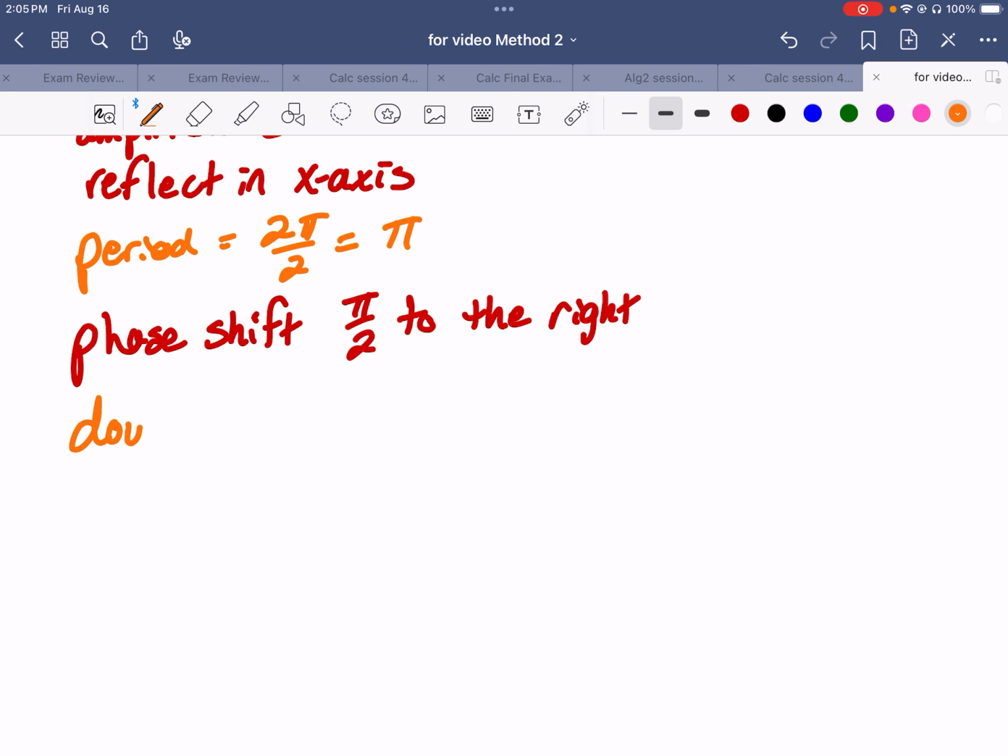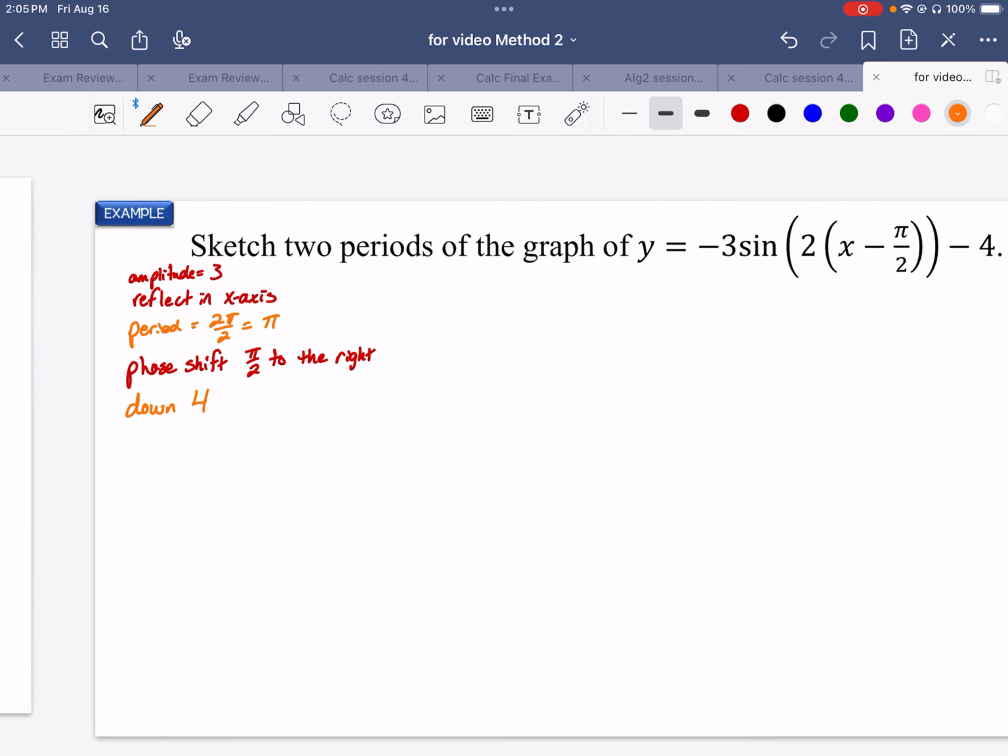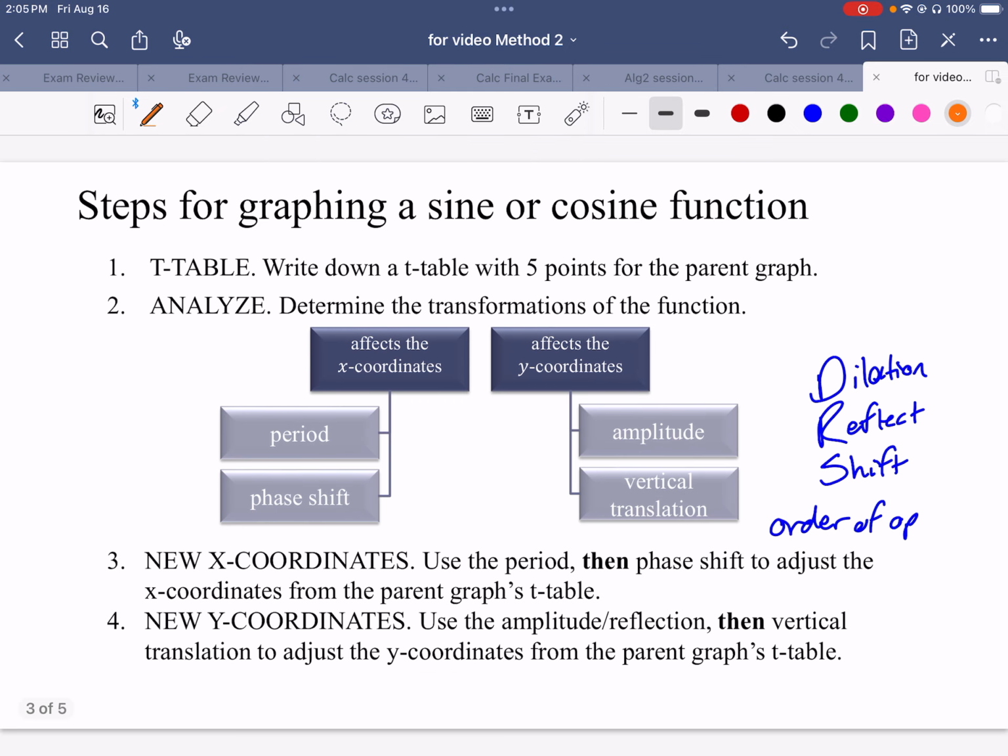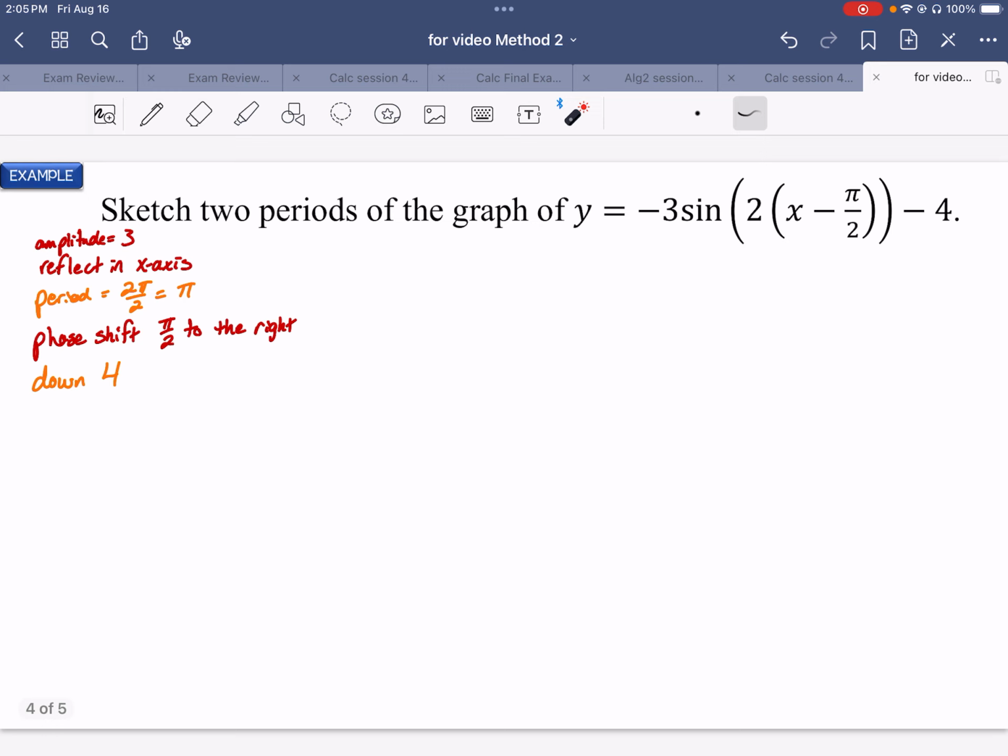All right, I'm kind of going out of order of what I just said over here. I said the first thing we're going to do is make a t-table with the parent graph. So let's go ahead and add that on here. I just got so excited about transformations, I just did that first.